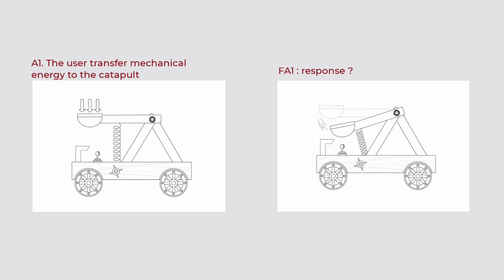It is up to us to conceptualize the catapult's response, and there may be multiple possible answers. However, the key is to select the next activity that brings us closer to achieving our goal. Now, let's decide on the next activity. Since the user transfers mechanical energy to the catapult, we expect the catapult to store this energy. Therefore, we define Activity 2, or A2, as the catapult stores the energy from the user.